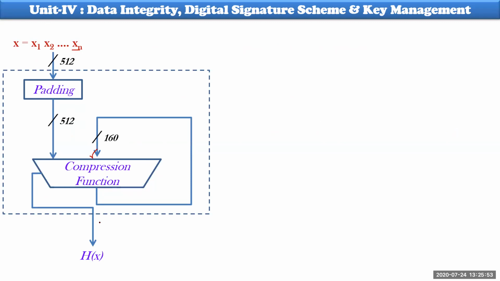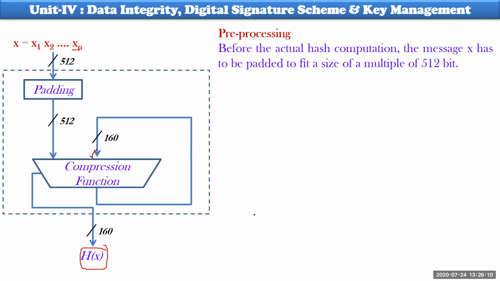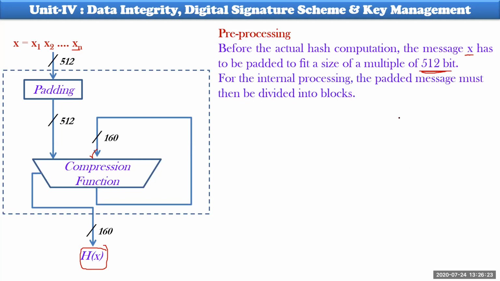And finally, after all computations have happened, the output H of X, capital H of X, will be equal to 160 bits. This is the final output which is generated by SHA, the secure hashing algorithm. For this one, how could pre-processing be done? Just now I have discussed it with you.